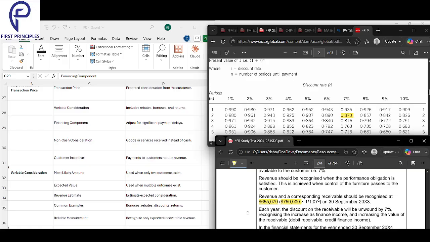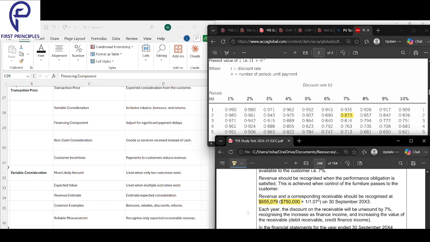650,079. You're getting this? Okay. There's a slight difference again, probably due to the rounding off. We have taken 3 decimals, whereas here they have taken only 2 decimal places when rounding it off. So it's fine, there's a slight difference if you get one at all. So this is the amount that you will get.